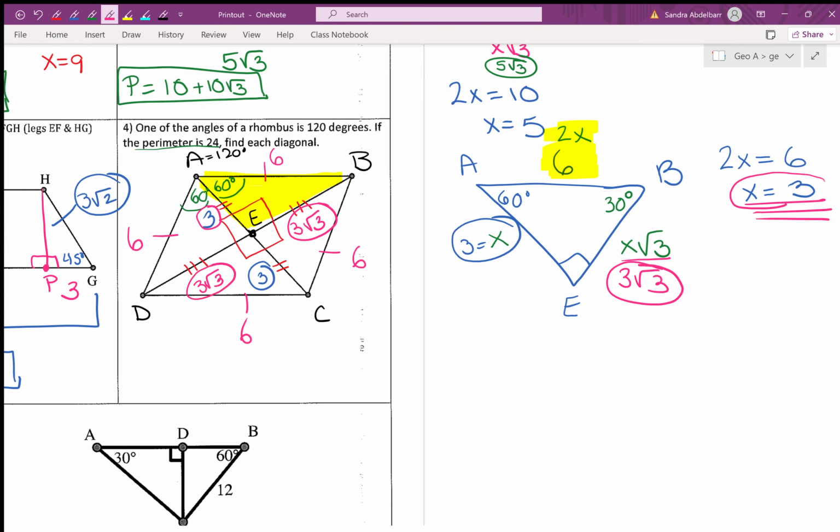So now when they say find each diagonal, they mean the full diagonal. So the first diagonal is not 3. The first diagonal is 3 plus 3, which is 6. I called that D1. Then diagonal 2 is not 3 root 3. Diagonal 2 is going to be 3 root 3 plus 3 root 3, which is 6 root 3. You got it.